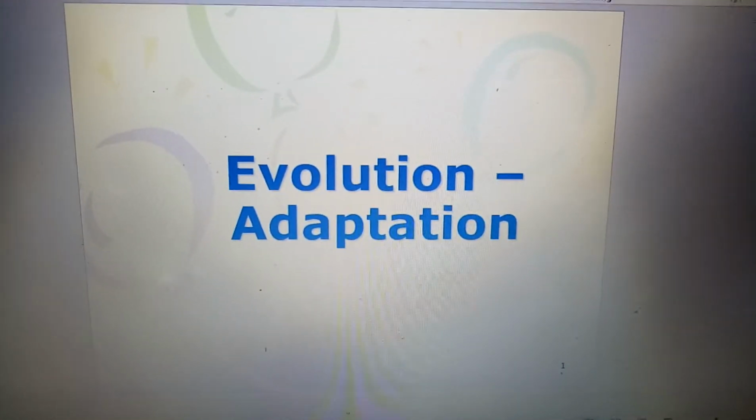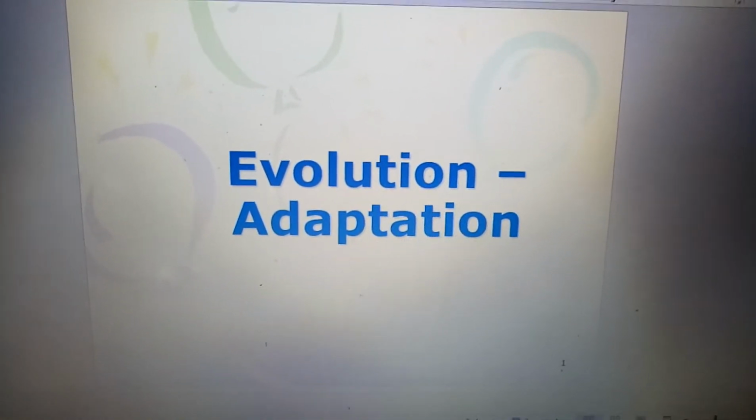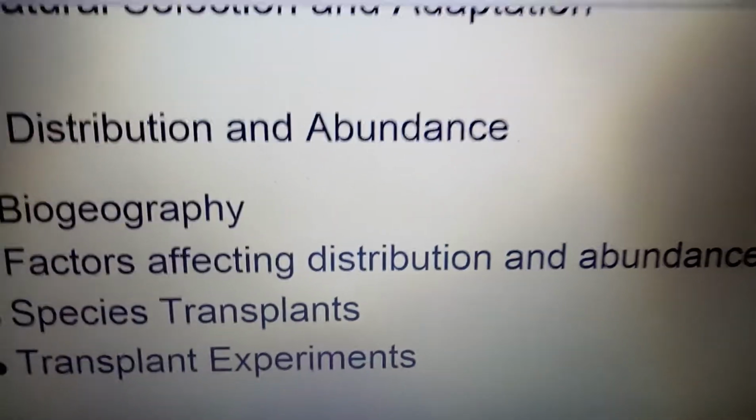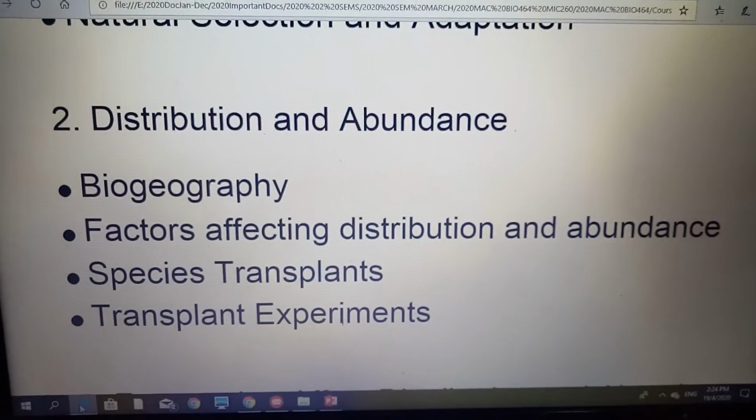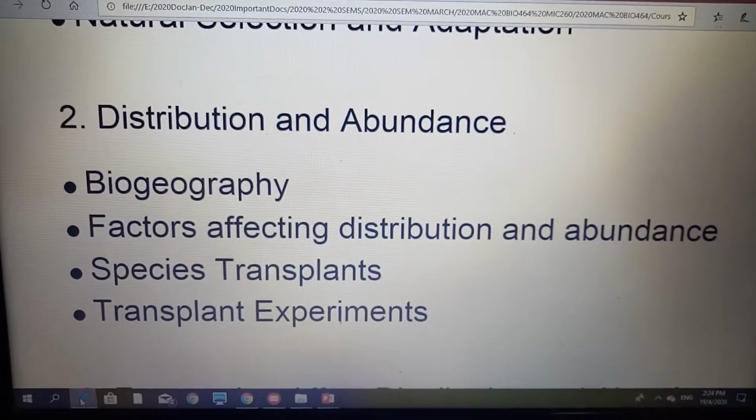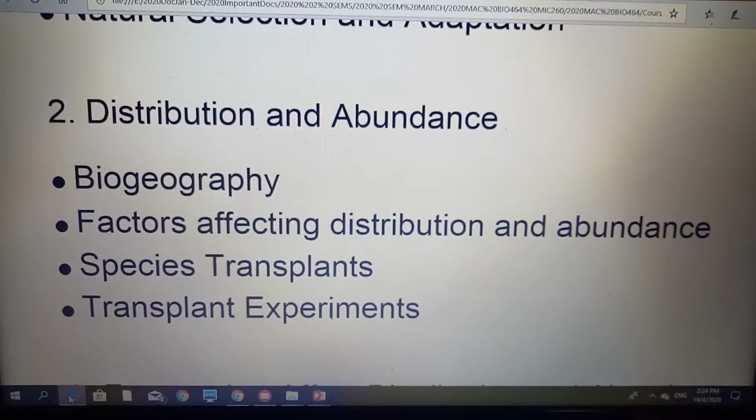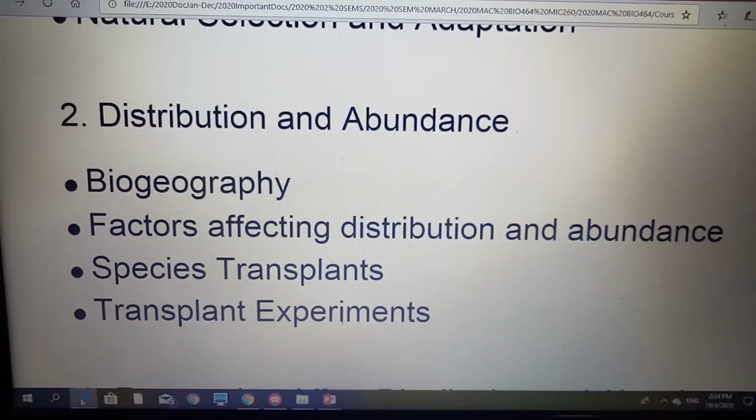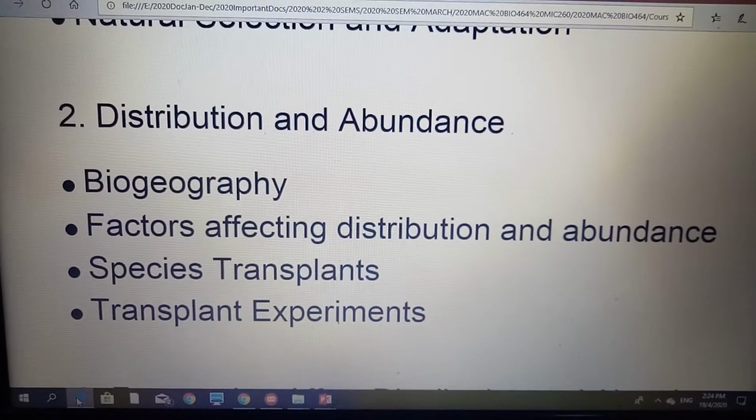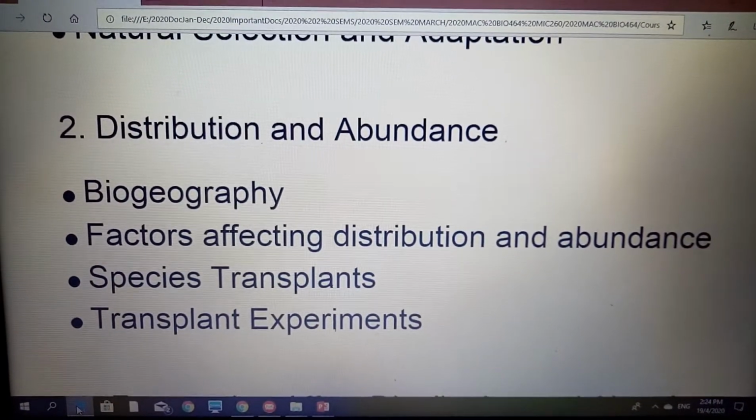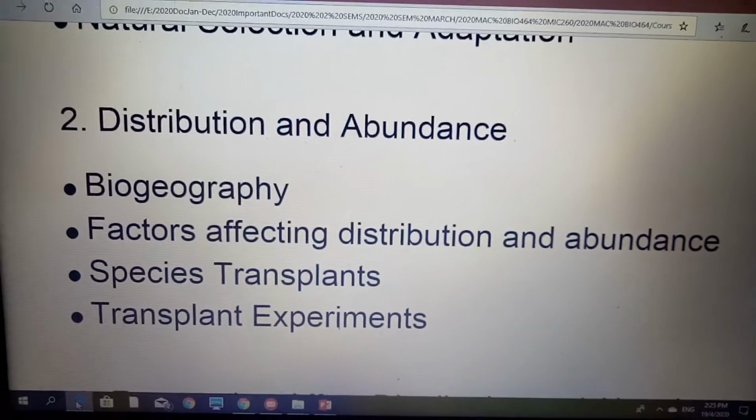Today I would like to deliver chapter number 2, which is about evolution and adaptation. Before that, if you look at your syllabus, this is an overview of chapter number 2, which is about distribution and abundance. There are 4 sub-chapters here: biogeography, factors affecting distribution and abundance, species transplants, and transplant experiments.